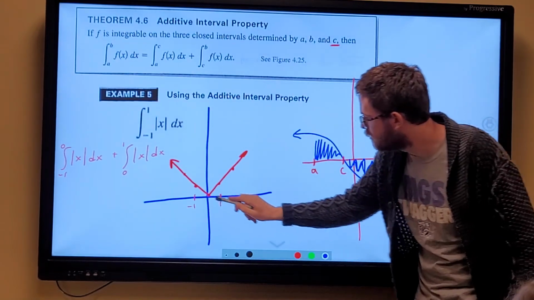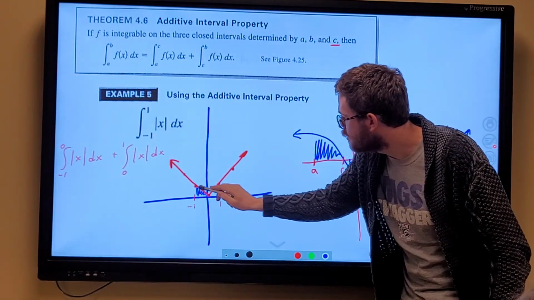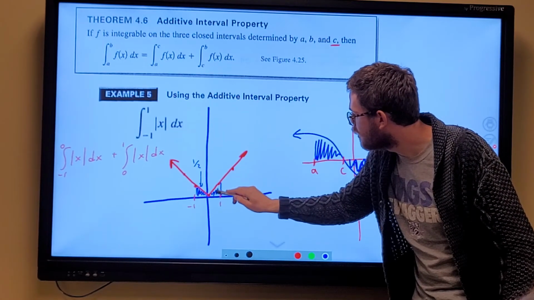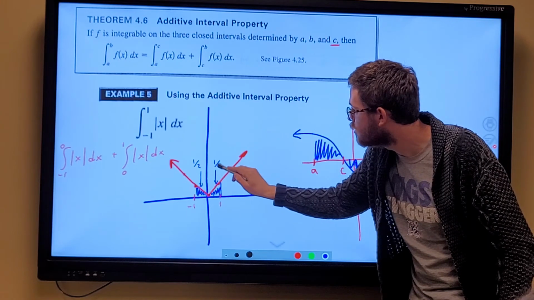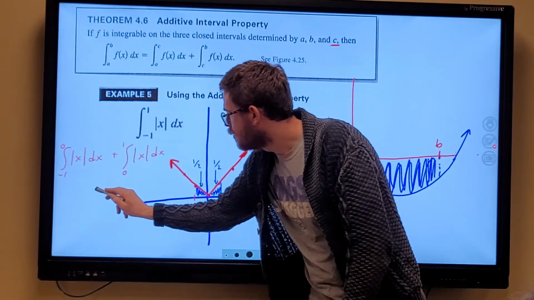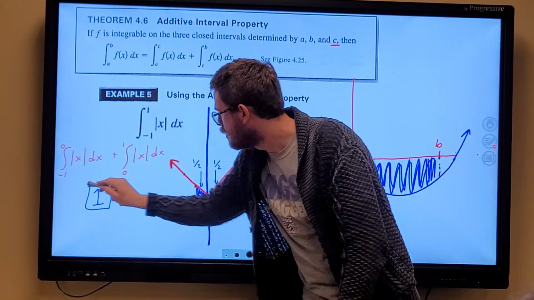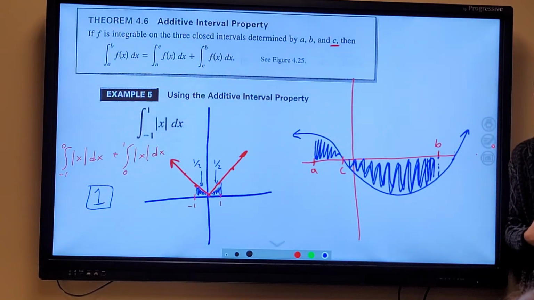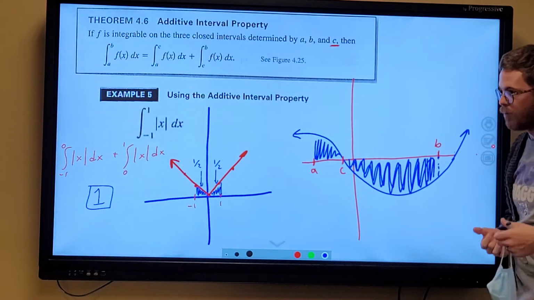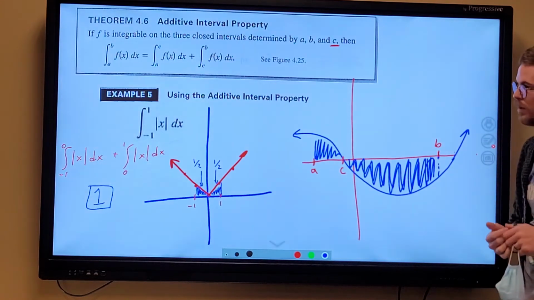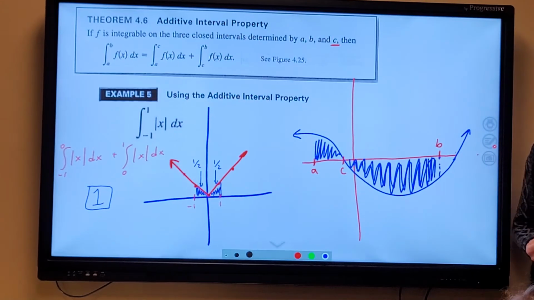And so we could find these two areas individually. This one right here would be a +1/2. We could find this area right here from 0 to 1. It would also be a +1/2. And if we add up those two, we get 1. So hopefully that's just confirming what you would want: the parts are adding up to be the whole. Questions about that?